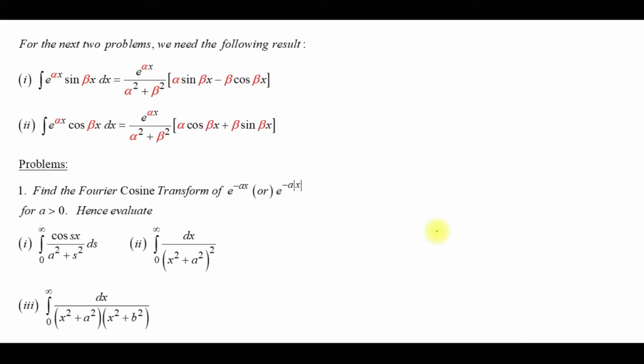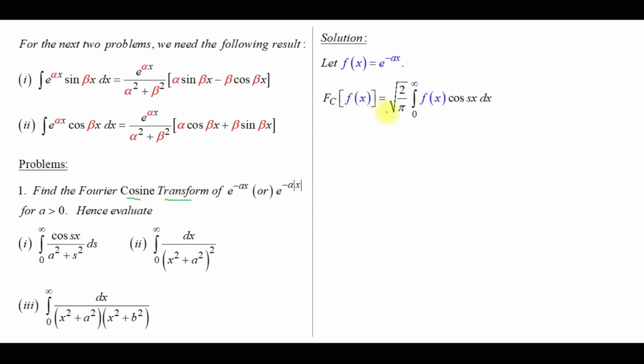First we have to find the Fourier cosine transform of e^(−ax). So we take this as f(x). Let f(x) equal e^(−ax). What is the Fourier cosine transform formula? Fourier cosine transform of f(x) equals square root of 2 by pi, integral from 0 to infinity of f(x) cos sx dx.